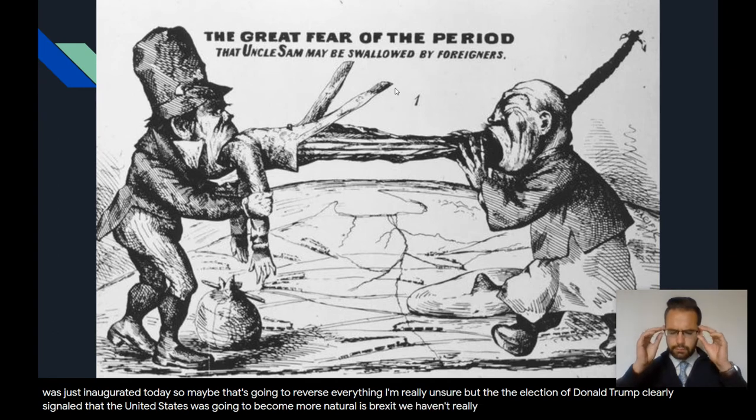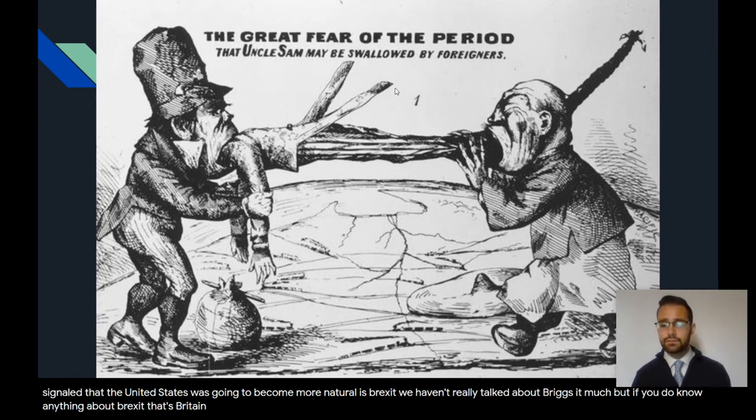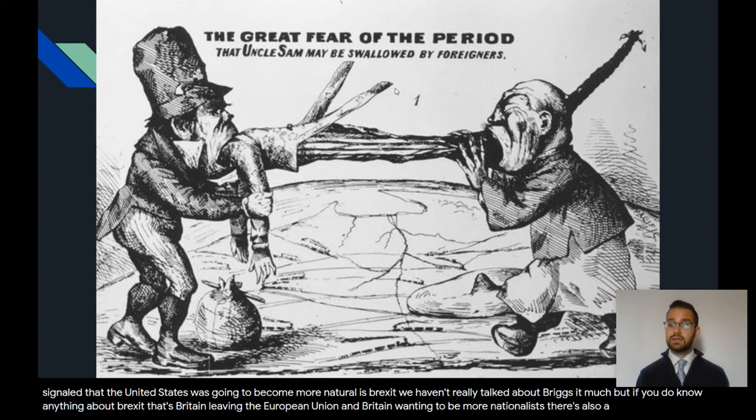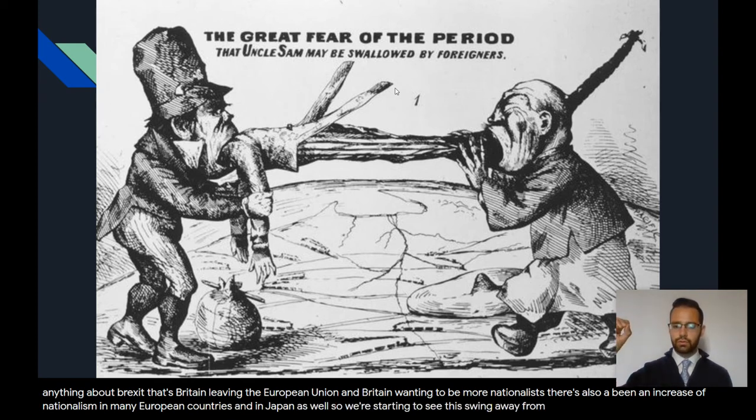We haven't really talked about Brexit much, but if you do know anything about Brexit, that's Britain leaving the European Union, and Britain wanting to be more nationalist. There's also been an increase of nationalism in many European countries and in Japan as well. So we're starting to see this swing away from globalism and back to nationalism.